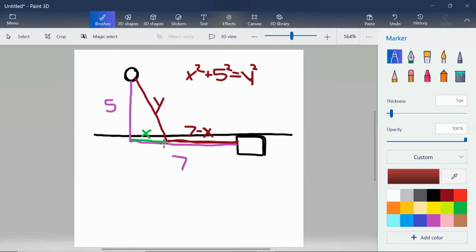Since we have a right triangle, the Pythagorean theorem works, and therefore the miles that we travel along the water is going to be the y. The miles we travel along the land is going to be 7 minus x. Let's plug that into the equation that we've created.